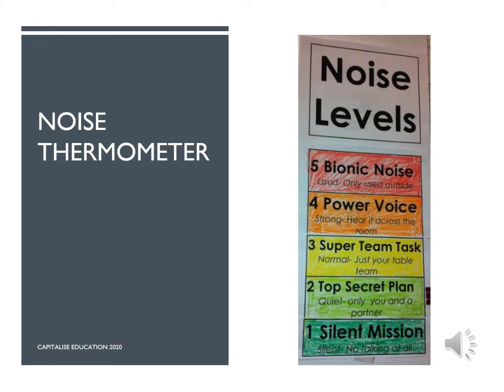If during the lesson, and the expectation is that the students are silent, it starts to get noisier, the teacher needs to stop the lesson and come back to the noise level thermometer and say, okay guys, we're now supposed to be working at level 1, but we've actually moved to level 3, super team task, where we're using normal voice. We actually need to reduce our noise level back to 1.